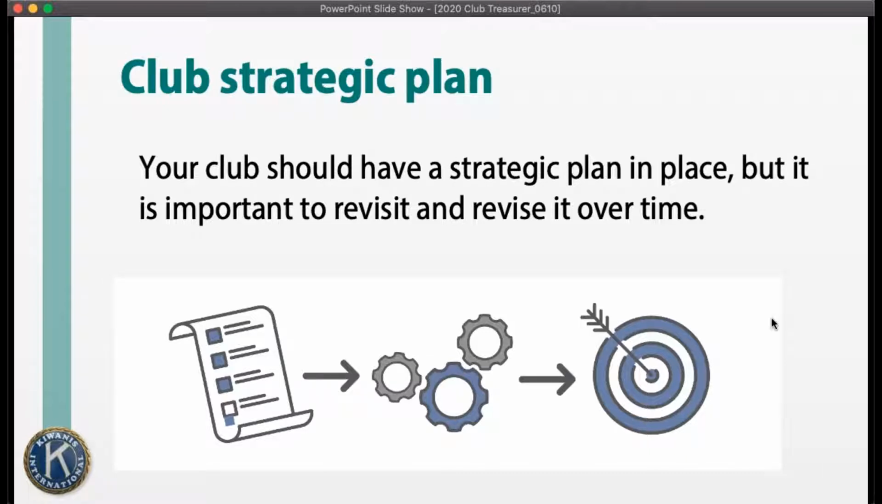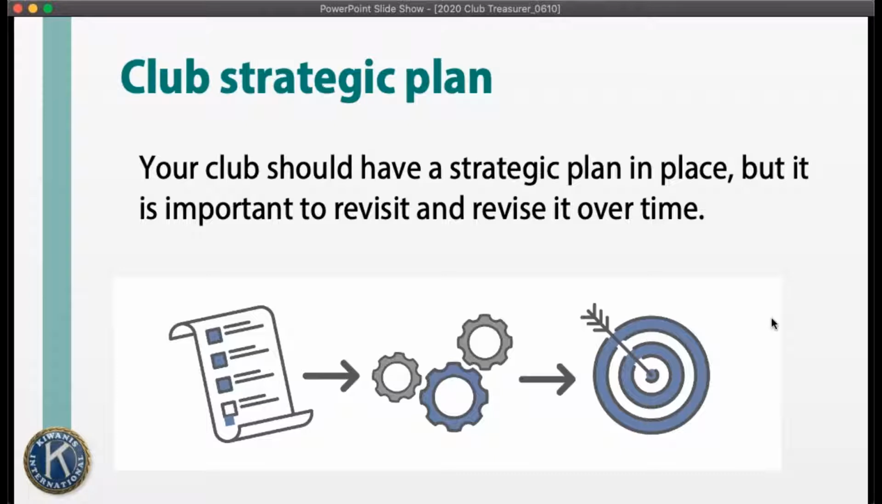The KI strategic plan also is set as a framework to guide all of our clubs to create their own strategic plans. Your club should have a strategic plan in place, and as a club leader, whether existing or incoming, you should be familiar with it. It's important to revisit and revise your club's strategic plan over time. Remember that it's a group effort to create and implement and shouldn't be left to one person.